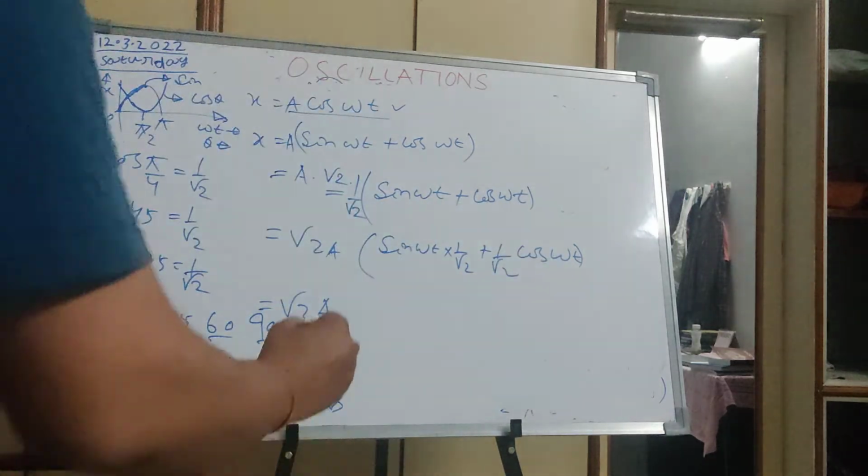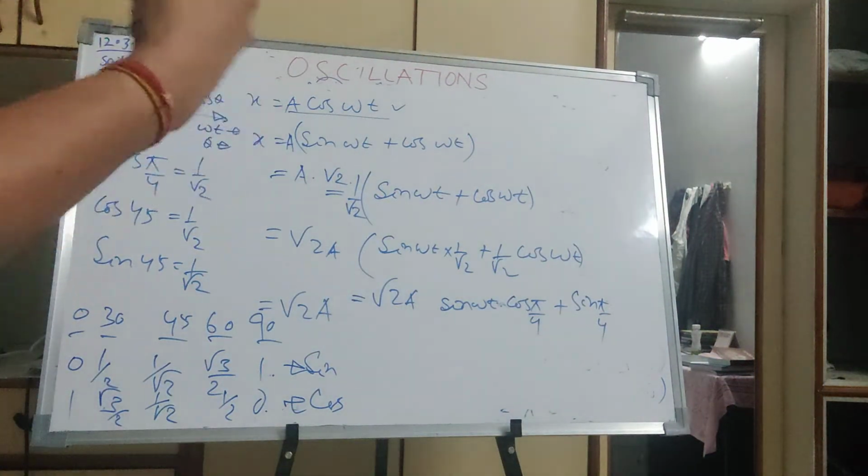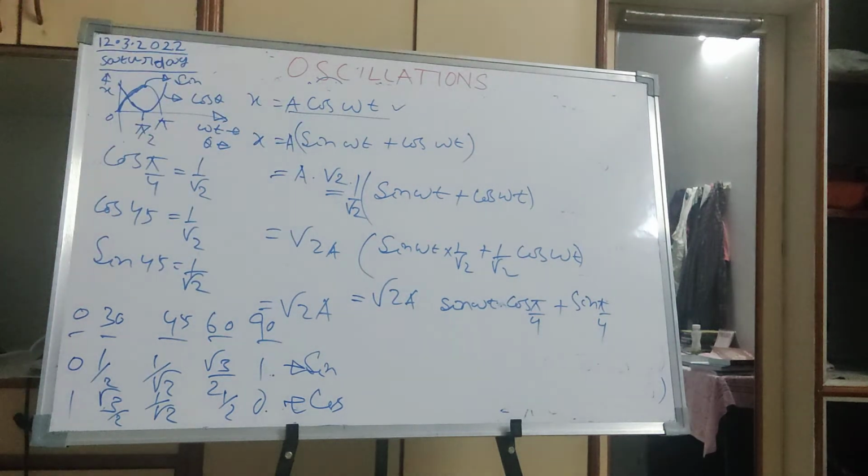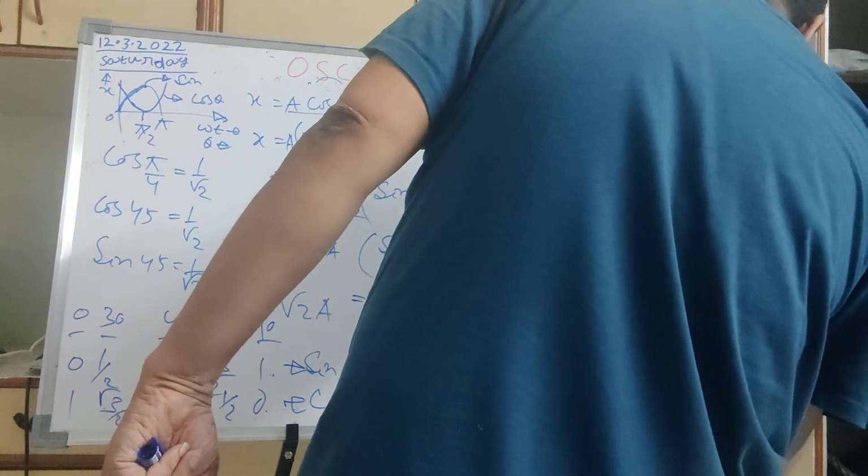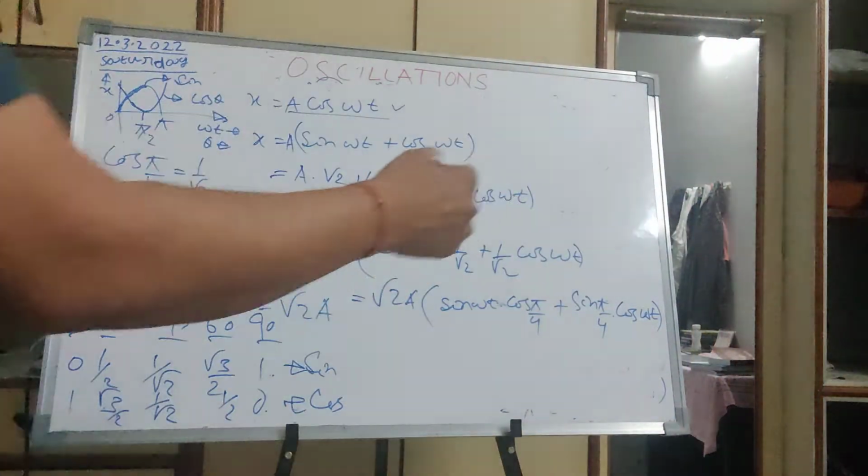This you have simplified like this. So this you can write as root 2a. Then in place of 1 by root 2, you write cos pi by 4, and the other 1 by root 2 as sine pi by 4. This is just some manipulation, to arrive at a particular formula, you are writing one as cos and another as sine into cos omega t. So this is your equation.